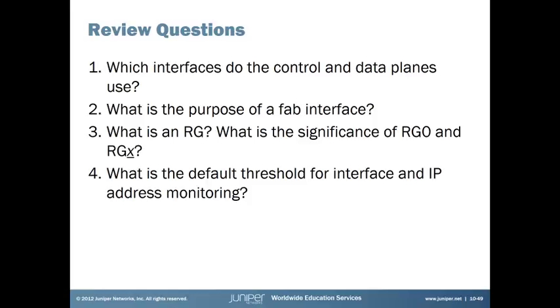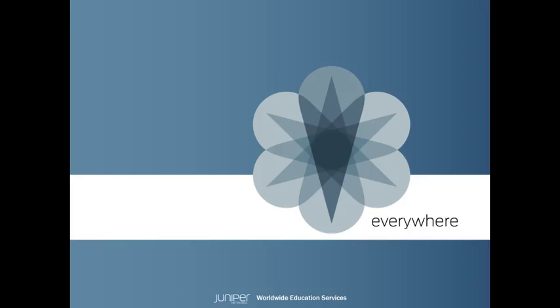Okay, default threshold for interface and IP monitoring. The default threshold is 0 and the default value is 255. So basically that means that if you lose an interface, you get a failover on it because the threshold drops to 0.